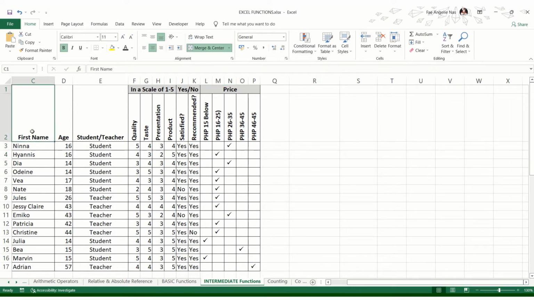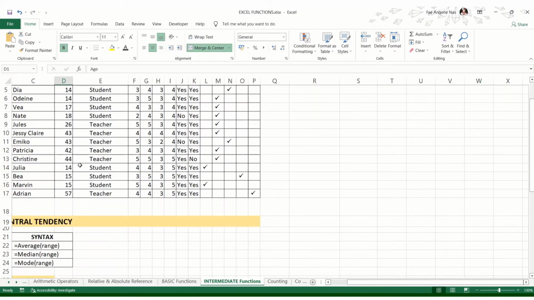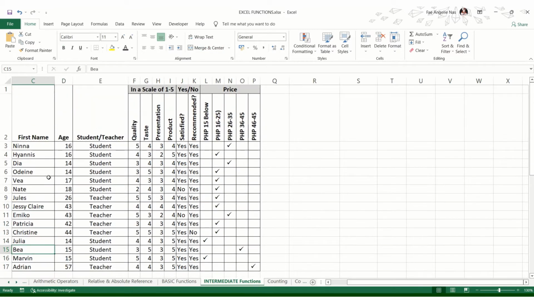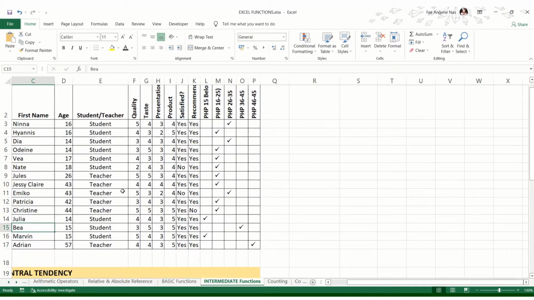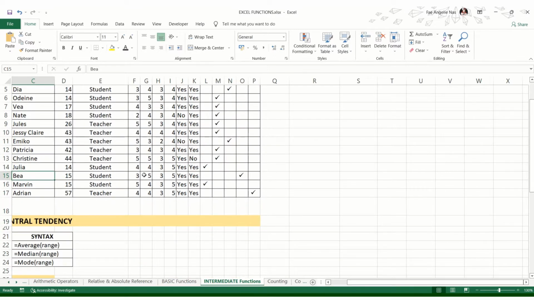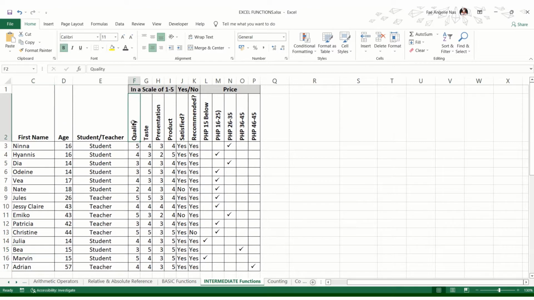Suppose that before you distribute or sell your Starbucks milk tea, you conducted a pre-taste testing with the following taste testers. So you have conducted a pre-taste testing with some of the students and teachers in your school. You have 15 respondents, and here are the criteria to be rated. You want to know whether the quality, the taste, the presentation, and the product pass the taste testers, whether they are satisfied with your product, if they recommend it, and what could be the possible range of prices for your product.